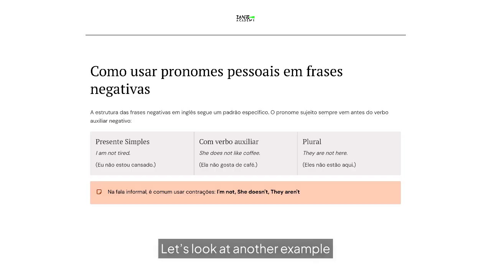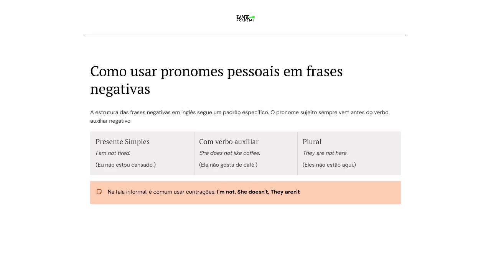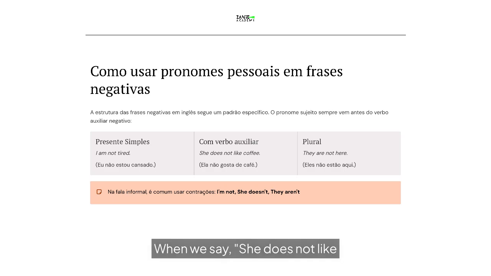Let's look at another example with an auxiliary verb. When we say, "She does not like coffee," we are using does as the auxiliary verb to indicate that she has a preference against coffee. This structure is straightforward. The subject pronoun she leads, followed by does, and then not.